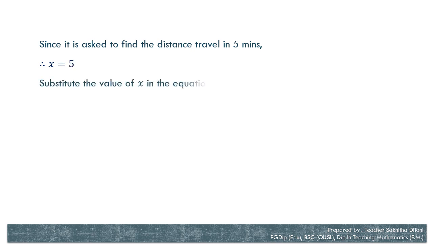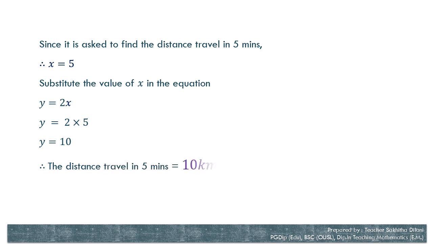You are asked to find the distance travelled in 5 minutes in the question. Hence the value of x is 5. Now substitute 5 for x. In the equation y equals 2x, y equals 2 into 5. We have substituted the value of x here. So the value of y equals 10. Hence the distance travelled in 5 minutes is equal to 10 kilometers.